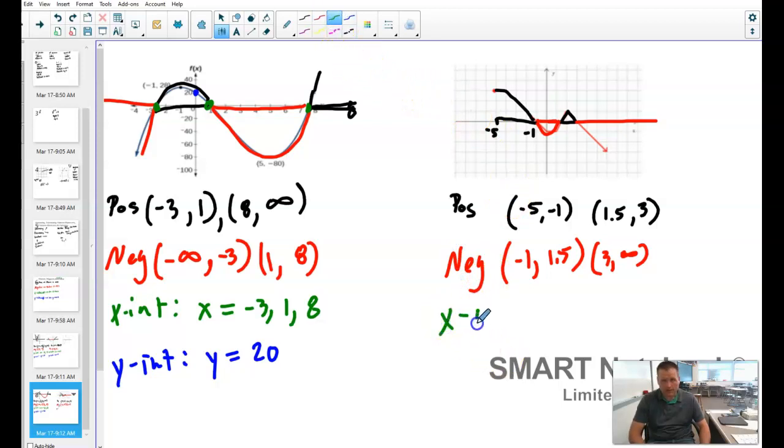My x-intercepts, I'm going to have x is equal to a few different values, -1, 1.5, and then 3. So -1, 1.5, and 3 would be where I'd put my x-intercepts. And then the last bit is my y-intercepts. My y-intercepts, I only have one, and it's right here. This value at -1 is where that would be.